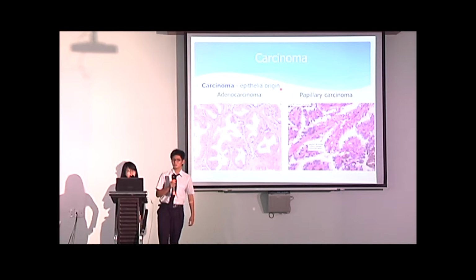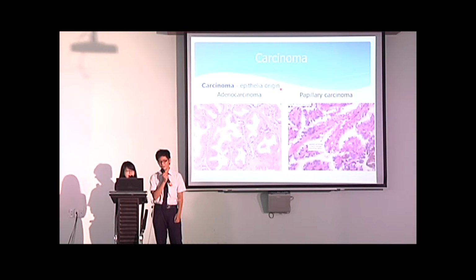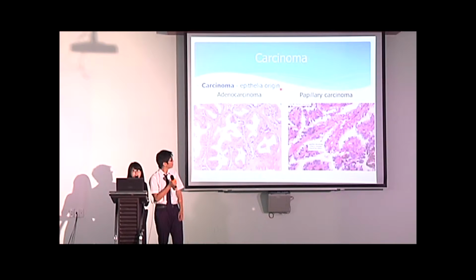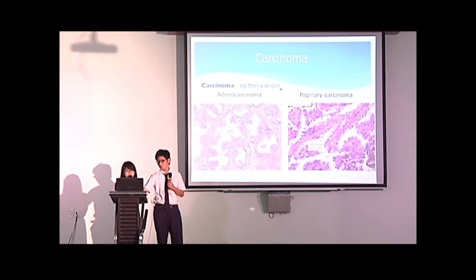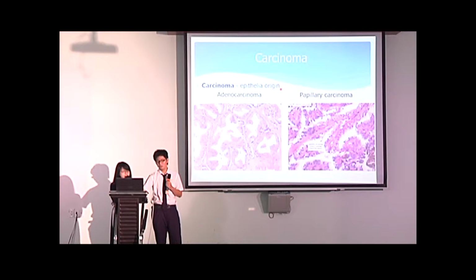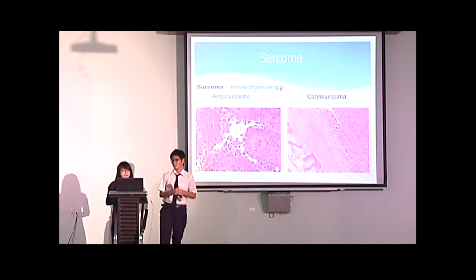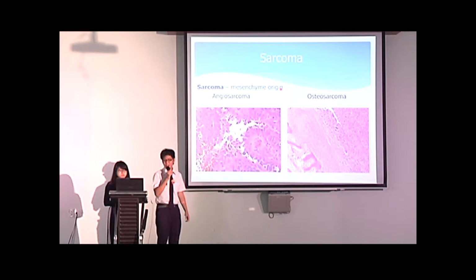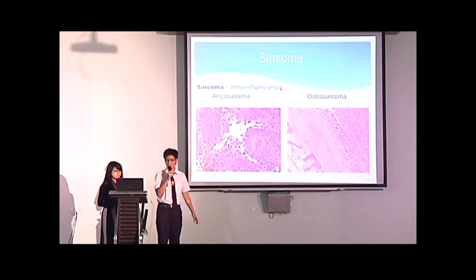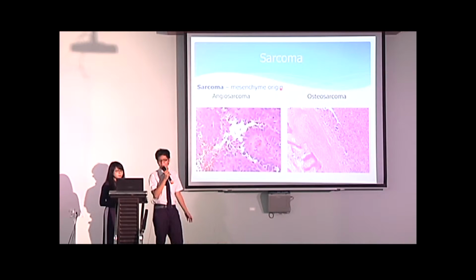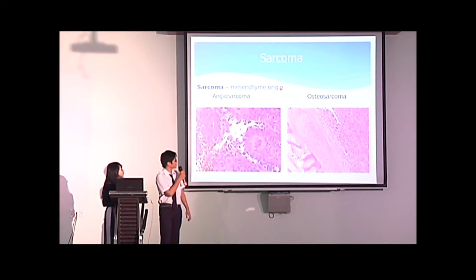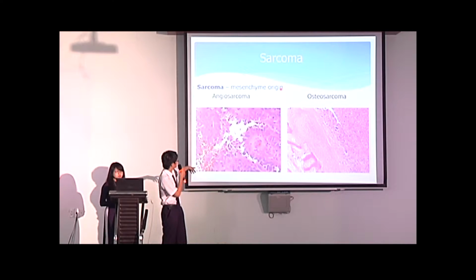The term carcinoma implies epithelial origin. Adenocarcinoma and papillary carcinoma are 2 examples of carcinoma. Next is sarcoma. Sarcoma is a tumor which originates from mesenchymal tissue. And this is a bone tumor, and here is a vesicle tumor.